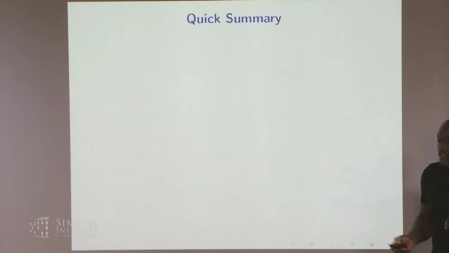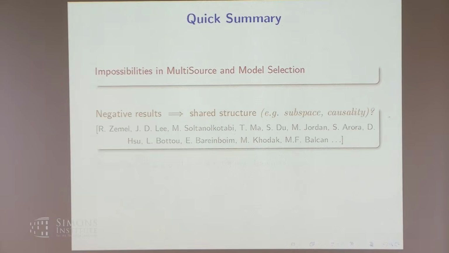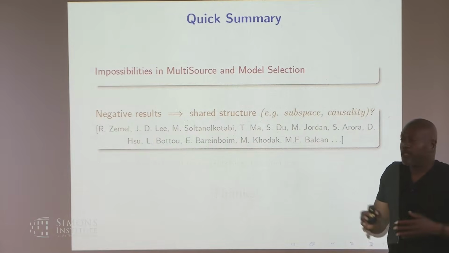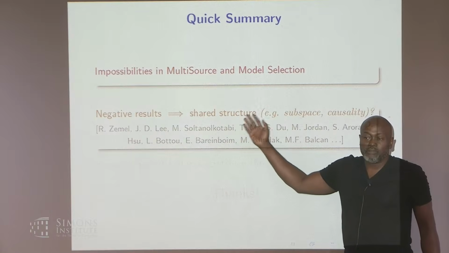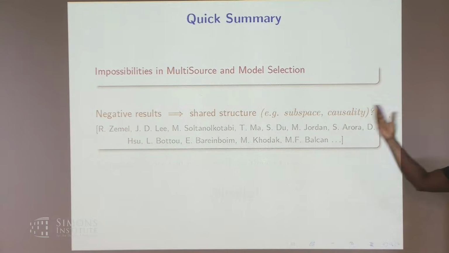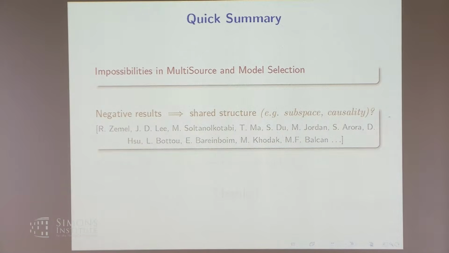All right, I'll stop there. Quick summary: impossibilities in multi-source learning and model selection. For me, these negative results tell me that to fully understand the problem of transfer learning and related problems, we need to think about more structured settings. And what do I mean by structure? Maybe causality, maybe subspace, maybe representation learning, and such things. There are tons of people in this room who have been working on such things, which I think is great. So that's it. Thank you.